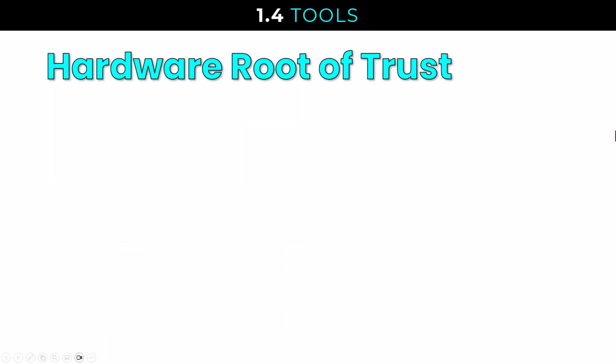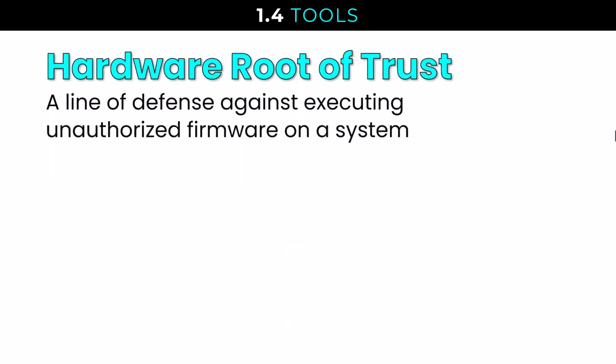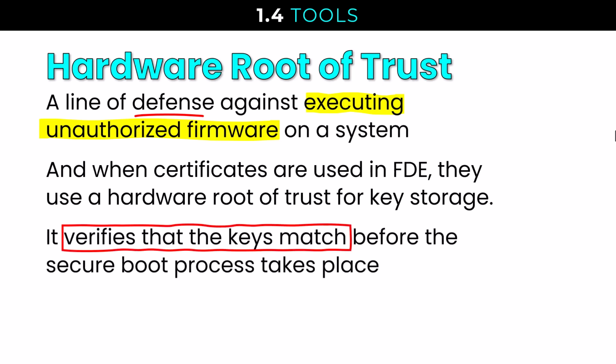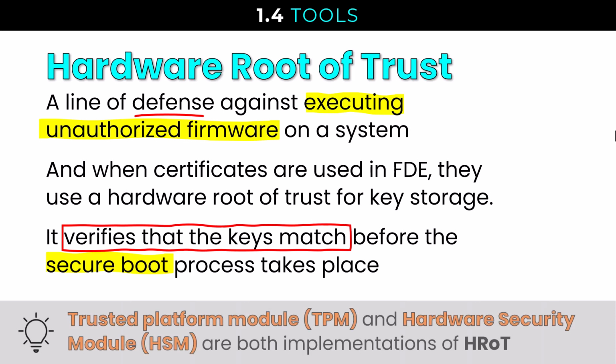Next, we have the Hardware Root of Trust, which is a line of defense against executing unauthorized firmware on a system. And when certificates are used in full disk encryption, they use a hardware root of trust for key storage. It verifies that the keys match before the secure boot process takes place. So as you might already guess at this point, the Trusted Platform Module and Hardware Security Module are both implementations of a hardware root of trust.